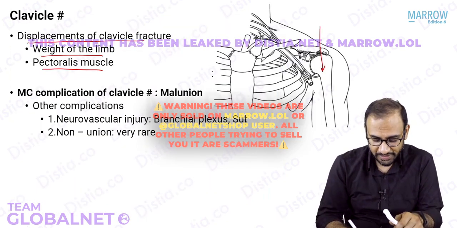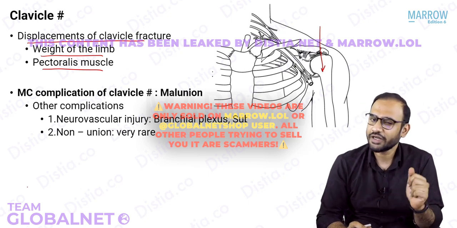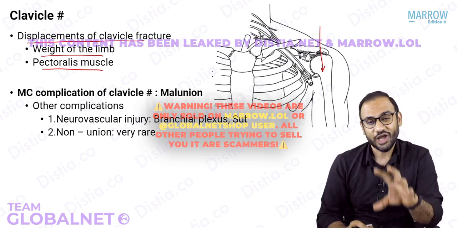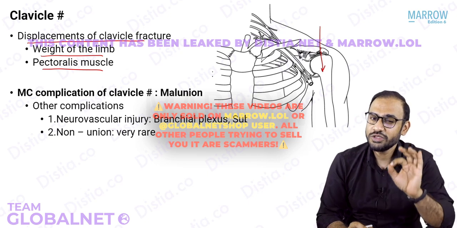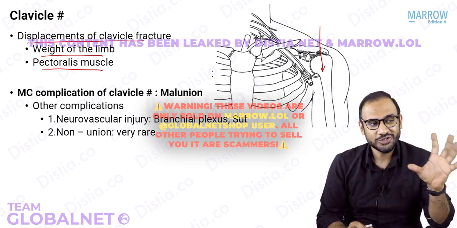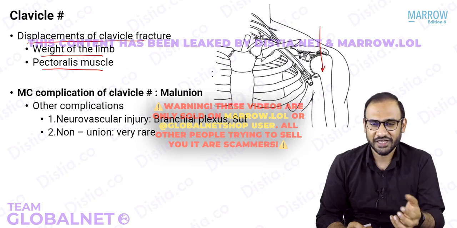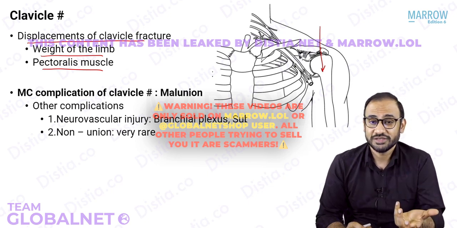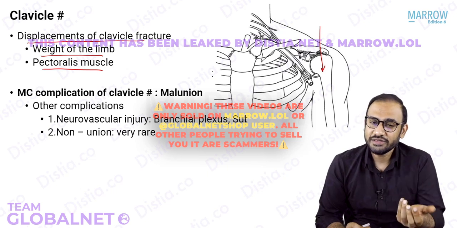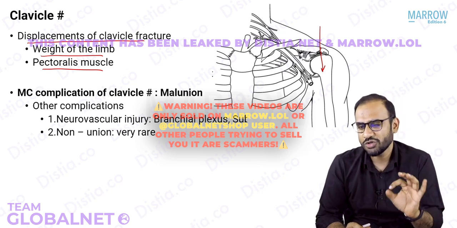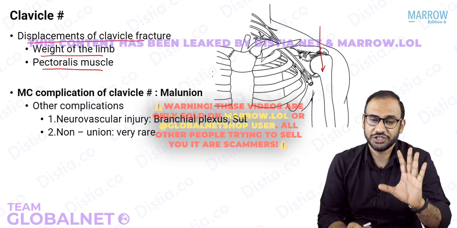Now, what about the complications of this clavicle fracture? Recall, I told you the fractures that usually undergo malunion rarely undergo non-union, right? And clavicle is the fracture that most commonly undergoes malunion. The most common malunion in your body was clavicle. The beauty of this clavicle fracture is that you don't have to do much for this. Even if it malunites, there's not a lot of problem, because it's not a very important bone for the functioning of the upper limb.